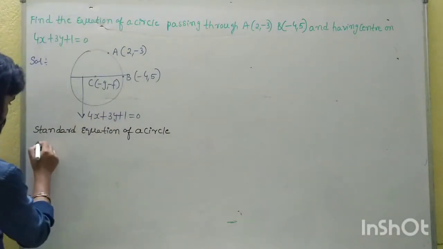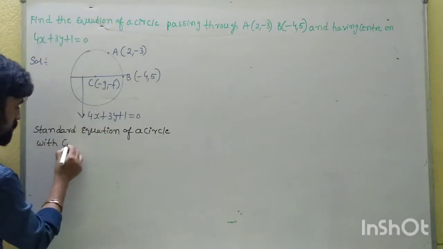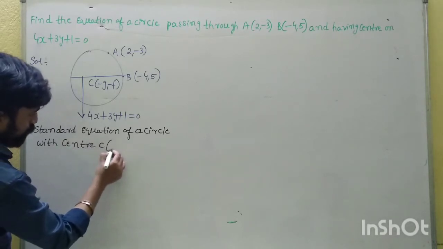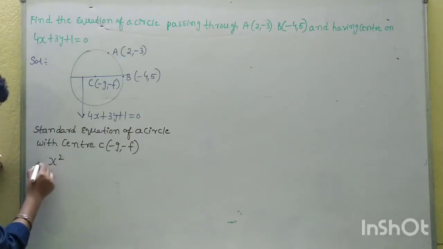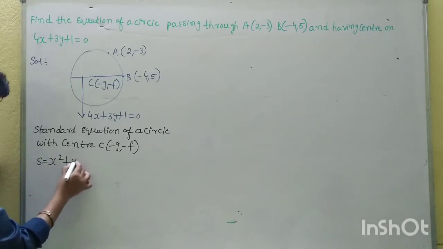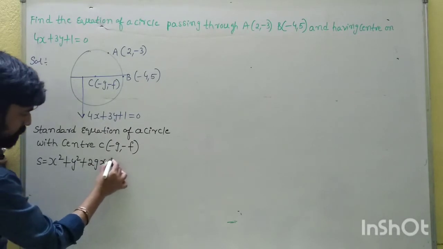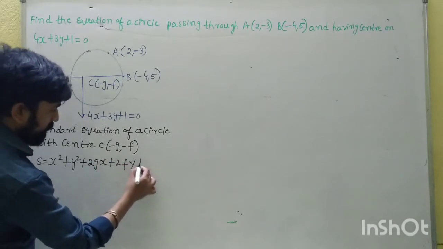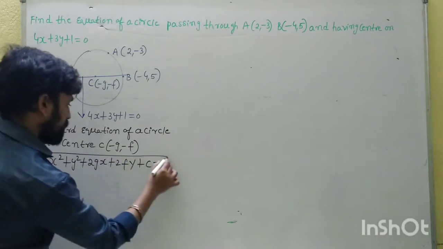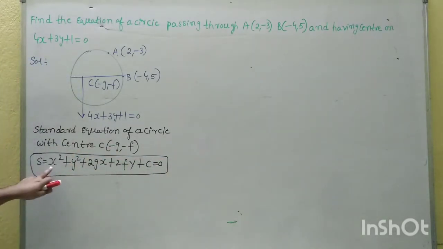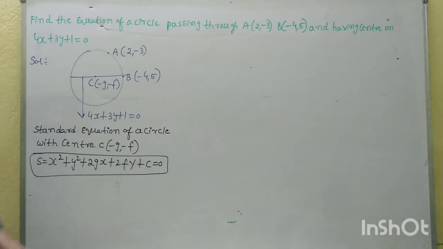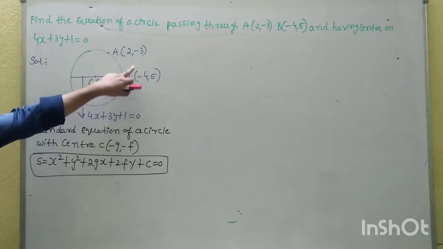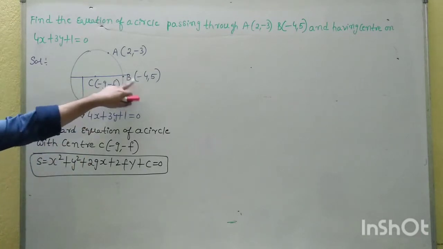With center C equals (-g, -f), the circle will be S equals x square plus y square plus 2gx plus 2fy plus c equals 0. So this is the standard equation of a circle. Now what I have to do is, the circle is passing through A and B, so we need to substitute the A value and the B value in this circle equation.